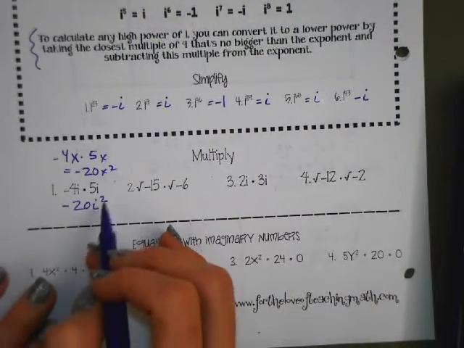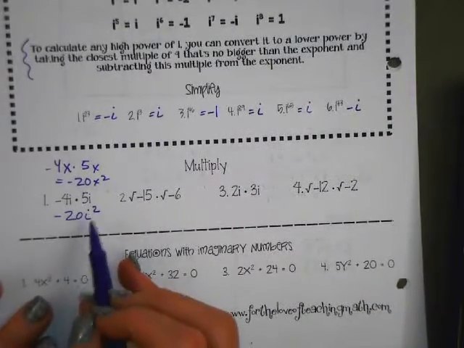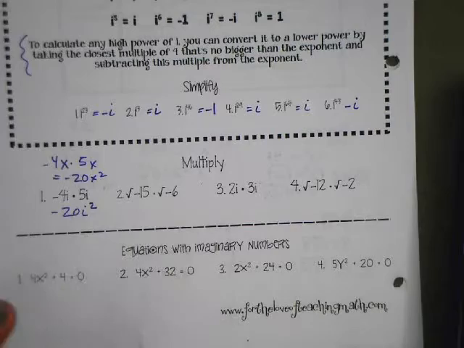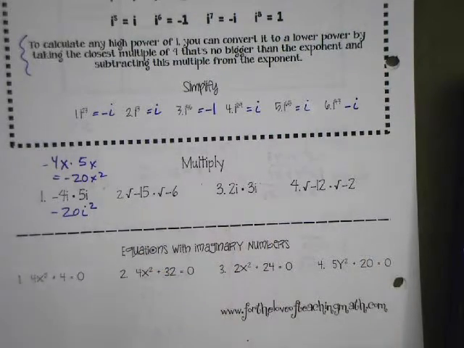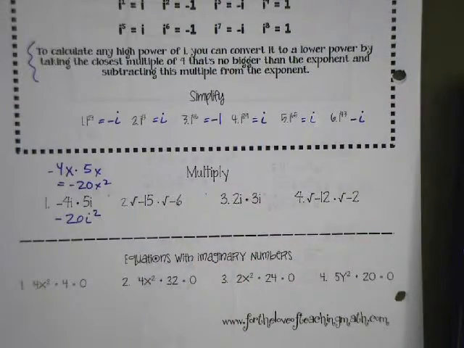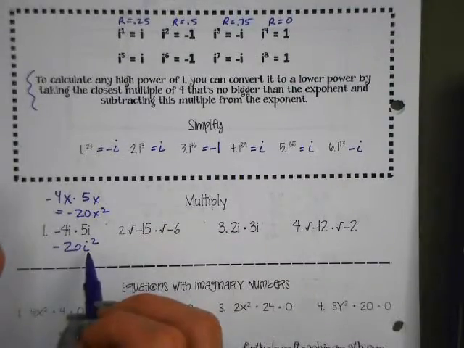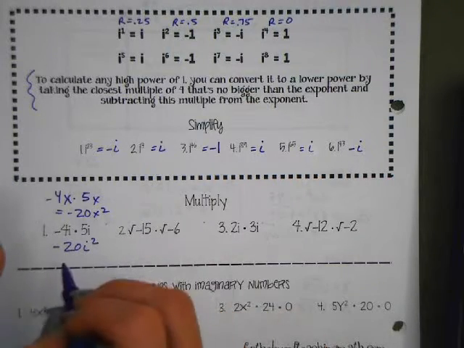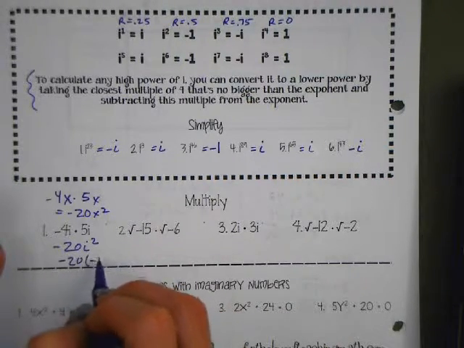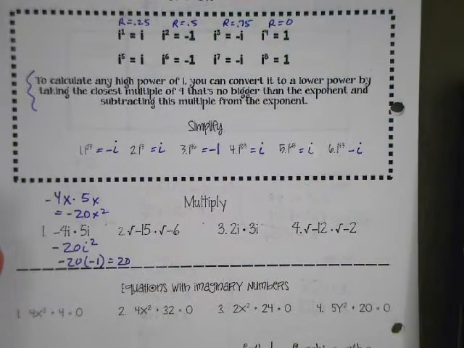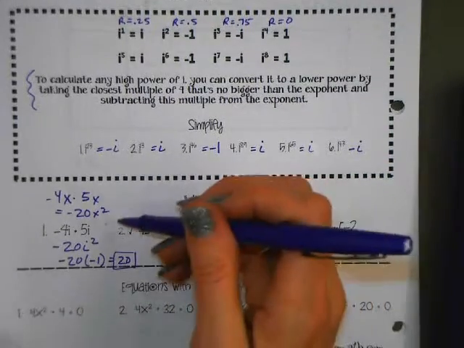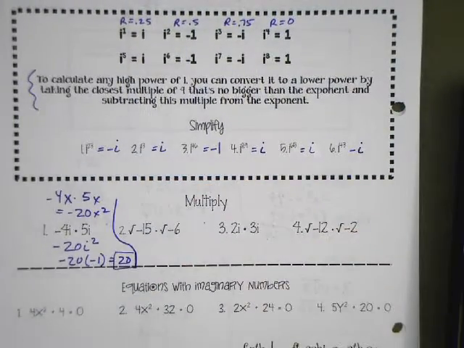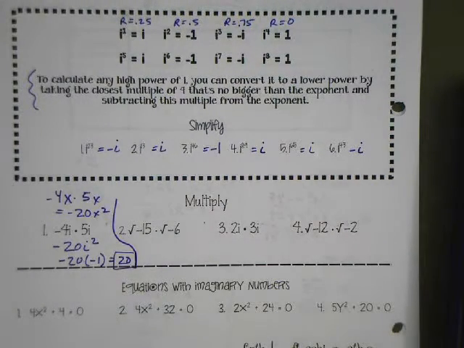Well, because i squared is actually a value, I want to find what that value is. So you'll never have an answer with an i with an exponent. If it's squared, you're going to find the value of what that i equals. If it's cubed, you're going to find the value of what it equals. So what does i squared actually equal? Negative 1. So that's really negative 20 times a negative 1, which equals 20. So if your answer has an i with an exponent other than 1, you need to simplify more. This is good.